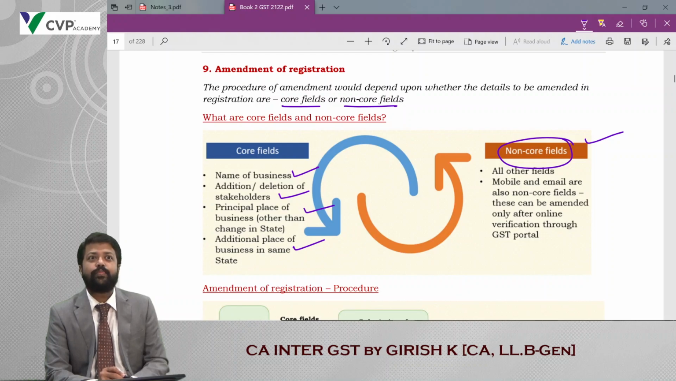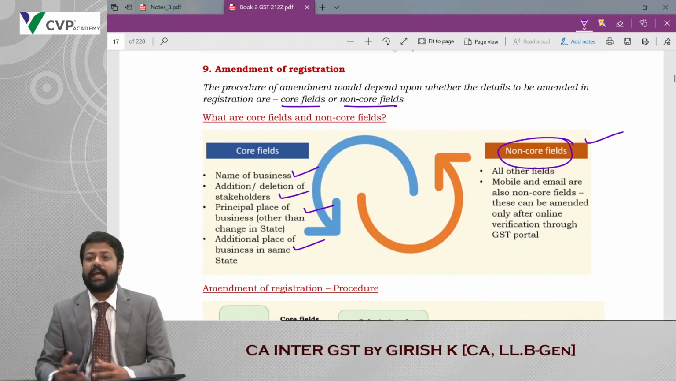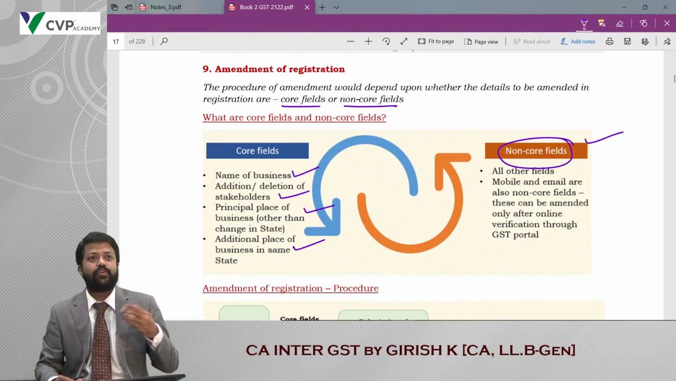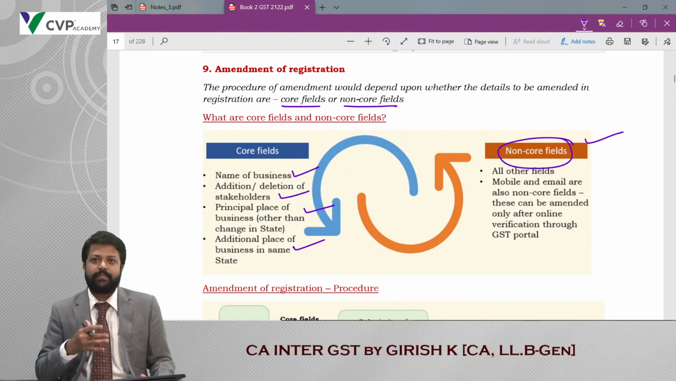So if I add a new place of business or an additional place of business, I need to have some documents pertaining to that particular place, wherein I can say that I have owned this place, or I have taken this on lease. So I need to produce the documentary evidence, like a lease agreement or rent agreement or whatever, or an NOC of the owner. So all those core fields need authentication by the authorities.